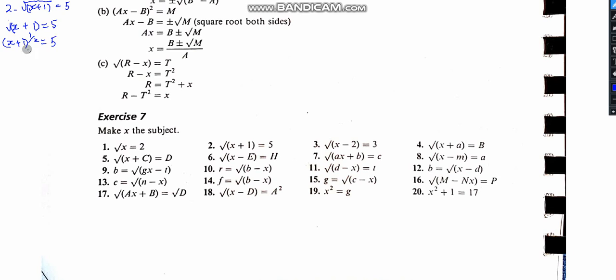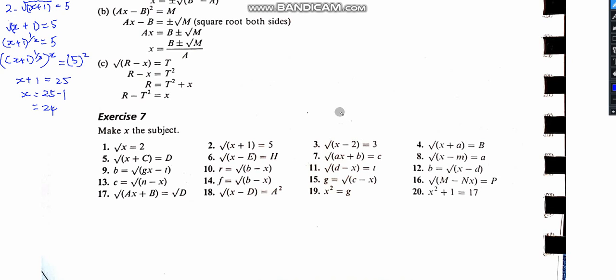Now, x plus 1 to the half equals 5. I square both sides now. What is the meaning of squaring both sides? This half, we square it. Then the 5, I also square it. Now the 2 times 1 cancel, so we're left with 1 over 1. So finally what you get is x plus 1 equal to 5 to the power 2, which is 25. So x becomes 25 minus 1, which is equal to 24.